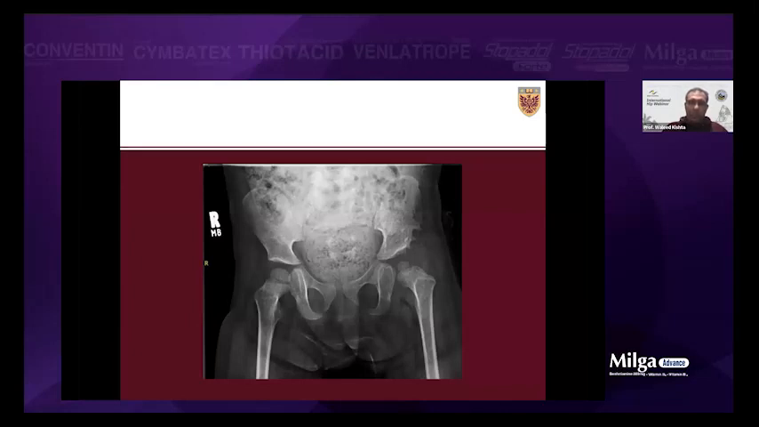Do you face post-reduction hip stiffness? I have a very, very low percentage of hip stiffness, Dr.